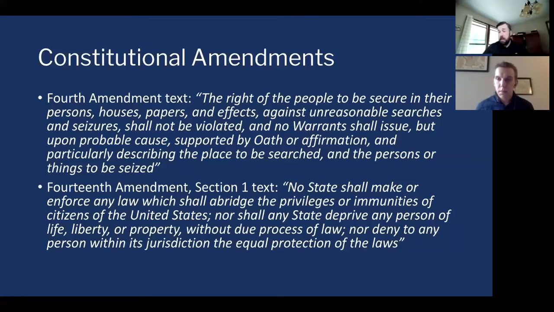So in the Mapp case then, what were the actual particular circumstances that took place? Yeah, so Dollree Mapp lived in Cleveland, Ohio, and she was suspected of harboring a fugitive who was wanted for questioning in connection with a recent bombing. So the police came, knocked on her door, and she refused entry to them. The police stuck around and ultimately broke into her house.